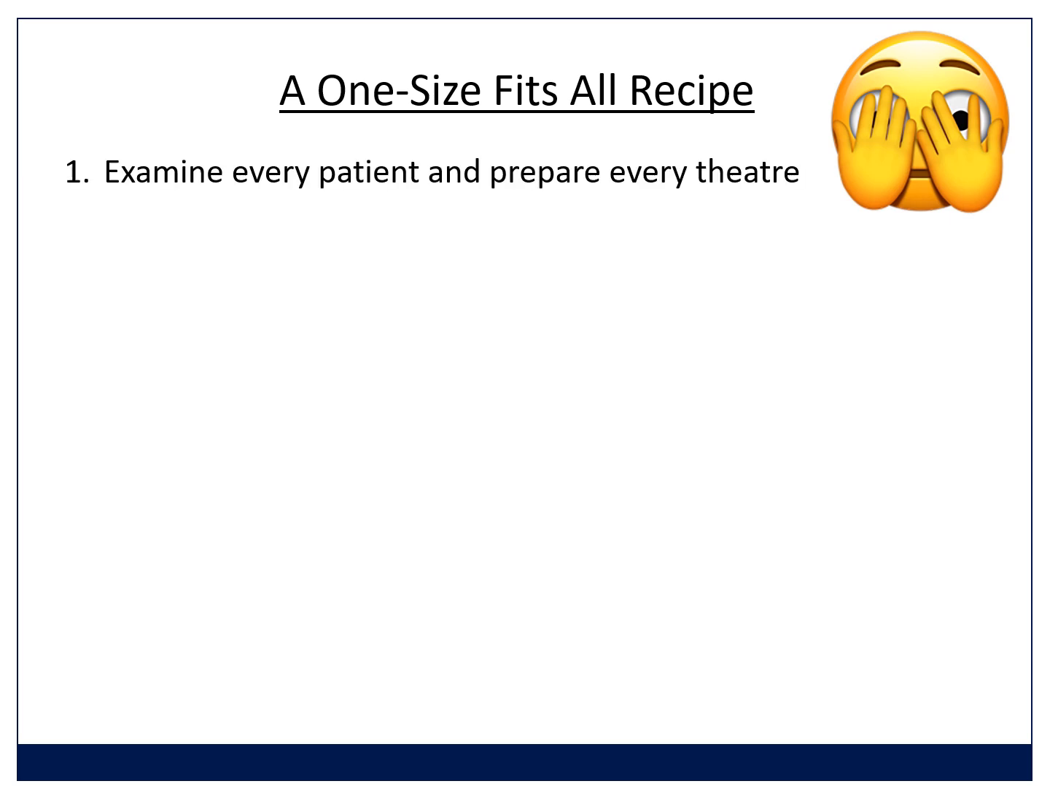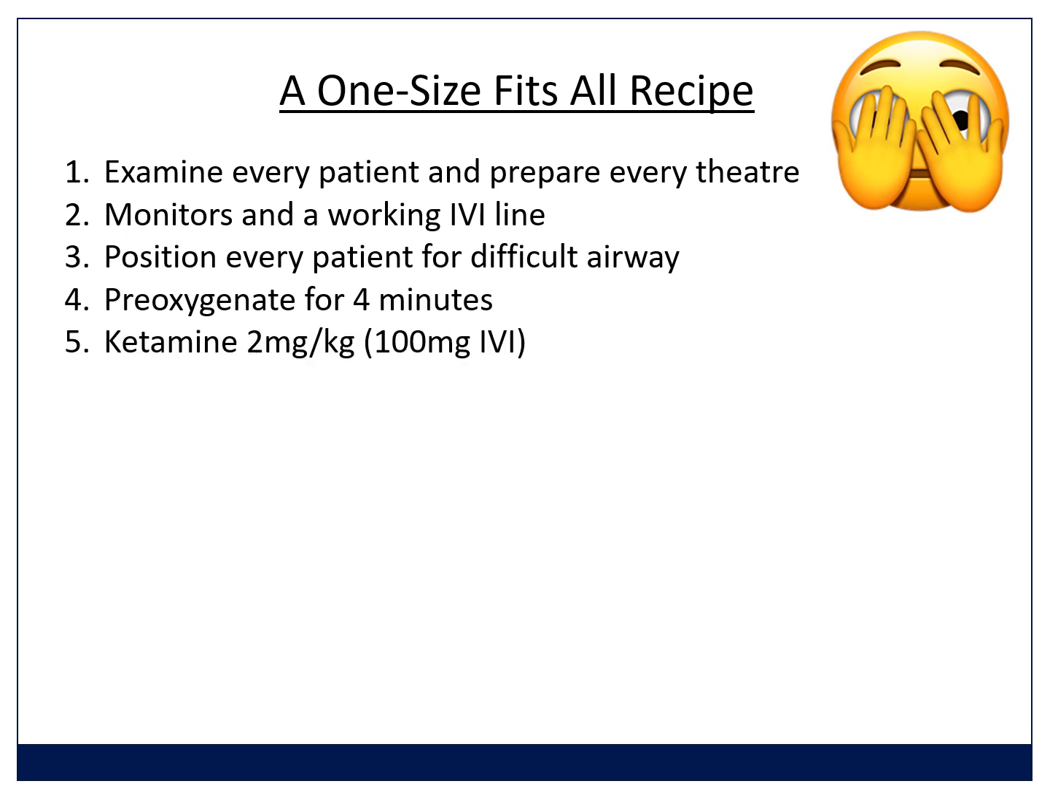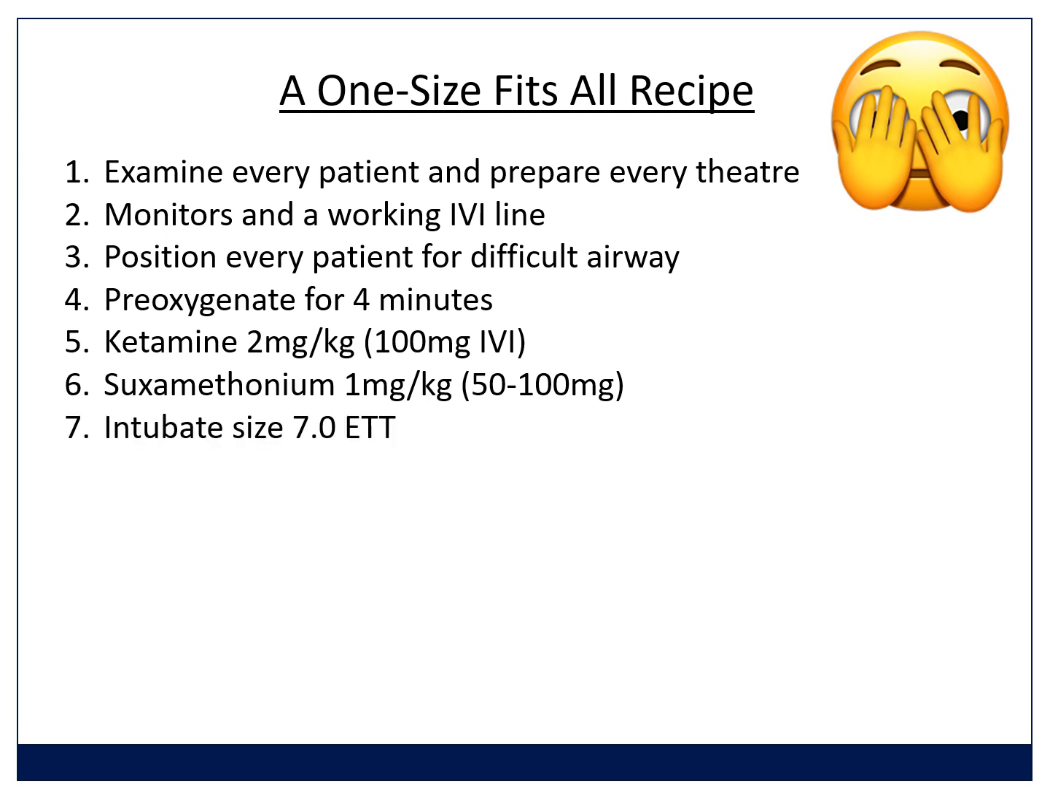So you will examine every patient and prepare every theatre. Get the monitors on and a working IV line. Position the patient as if they're going to have a difficult airway and pre-oxygenate for 4 minutes and time it and make sure the end tidal oxygen is more than 90. Give ketamine 2 milligrams per kilogram and succinylcholine 1 milligram per kilogram. Intubate with a size 7 endotracheal tube.